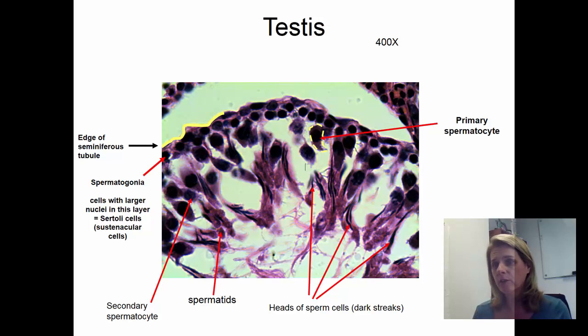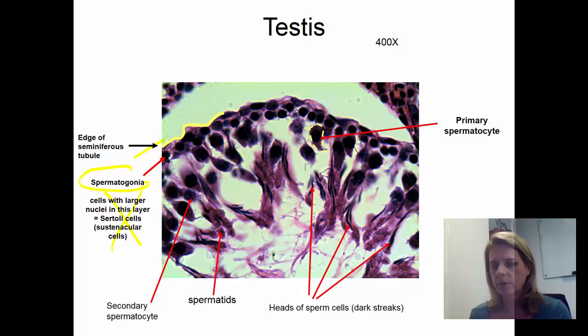Here we've blown it up a little bit more, so you can see the edge of the seminiferous tubule. Again, those outermost cells are going to be the spermatogonia. You can also see the nuclei of the Sertoli cells or sustentacular cells, but you've got to have a good eye for that, so I'm not going to make you identify the sustentacular cells on the histology exam. But you do know what they're for, right? They're kind of those nurse cells in the testis. They help guide the development of the sperm through its maturation process.